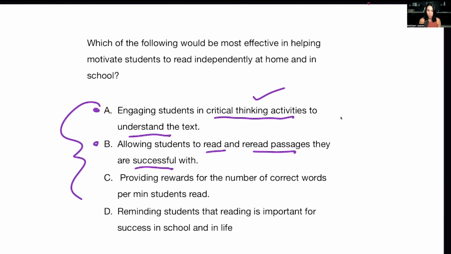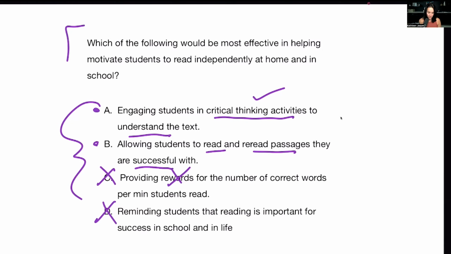C, providing rewards right away. Providing rewards is a bad practice on the exam. However, we know that they work. So a Jolly Rancher, a Blow Pop, whatever it is, works great with students to motivate them, but not on the test. So cross that off. And D, reminding students that reading is important for success in school. Oh, we know that works, right? Telling kids how important reading is? No way. They just look at you with a blank stare and basically think you're crazy. So we're not going to choose D.